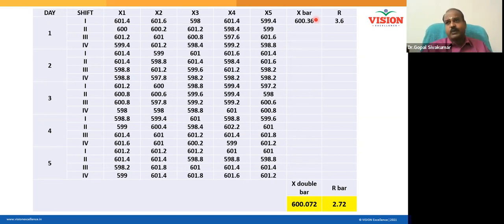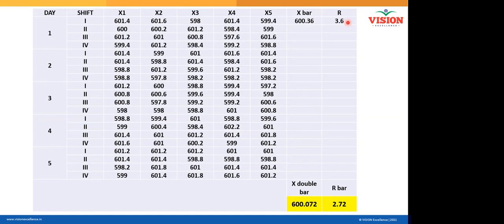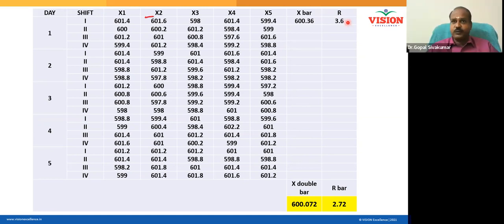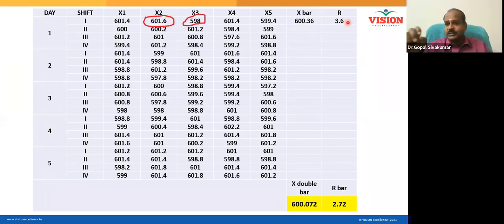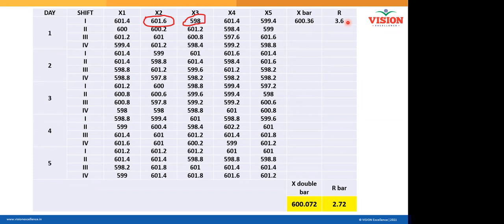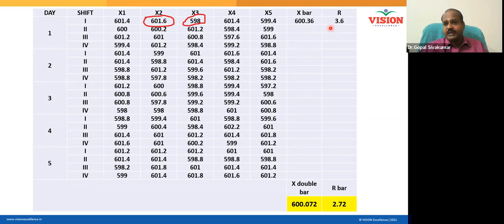Another metric I want you to look at is range. What is range? Range is the difference between maximum and minimum value. Beautiful. The maximum in subgroup number 1 is this one. Minimum is this one. And so the difference is 3.6. This is called subgroup range. First subgroup, range is 3.6. Similarly, you need to calculate for 20 subgroups. All of you will be able to do it. This is subgroup average, this is subgroup range. 20 averages, 20 ranges.